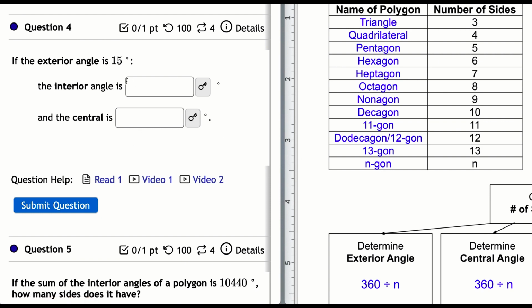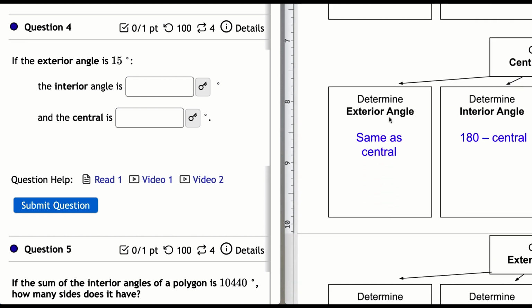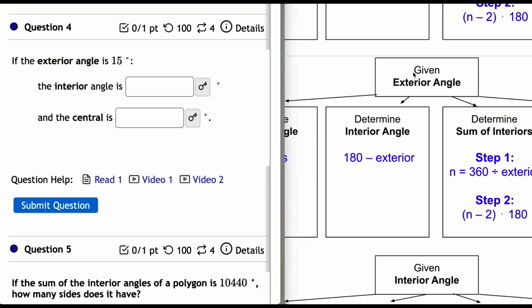Next question, number 4. This one says you're going to start with an exterior angle, 15 degrees. 15 degrees for an exterior starting point. So you go to your notes, there's your exterior angle. And it then asks you to find the interior angle.